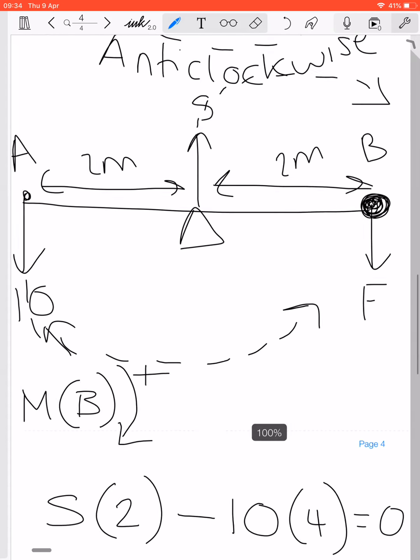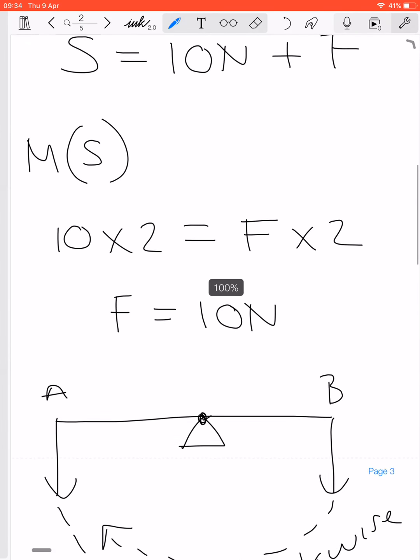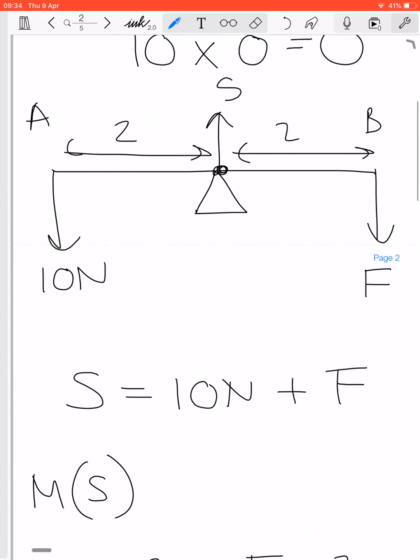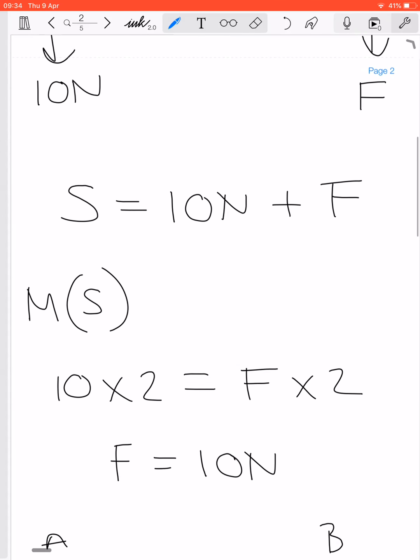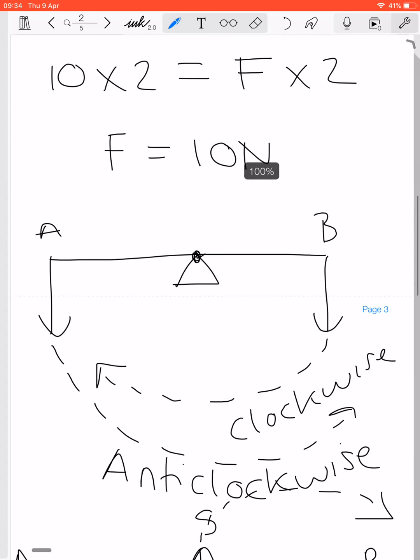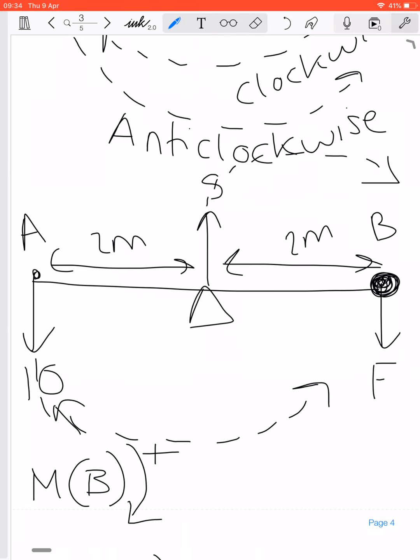Now if we go back and check our previous calculations where we proved that the support force must equal the two weights it's supporting, and we said it must equal 20 newtons, if I can find it. Did we write it down? No.